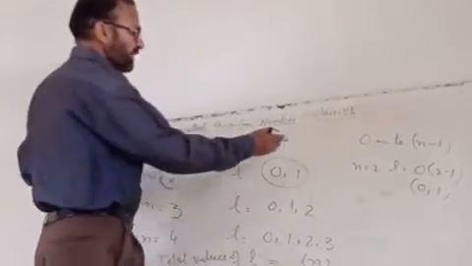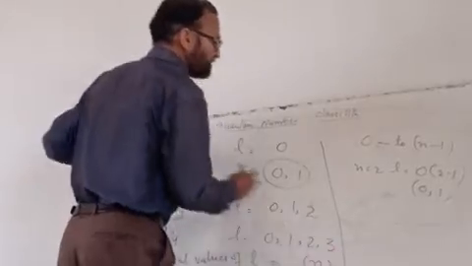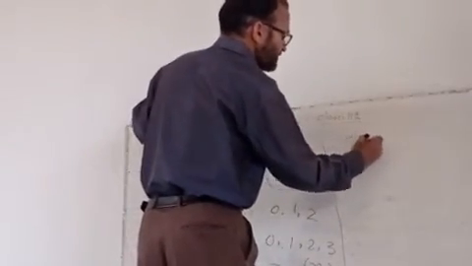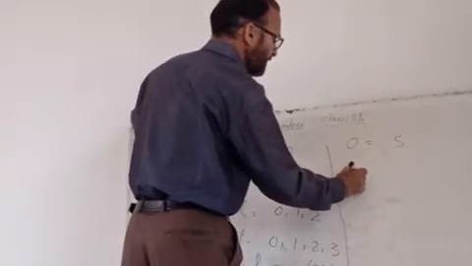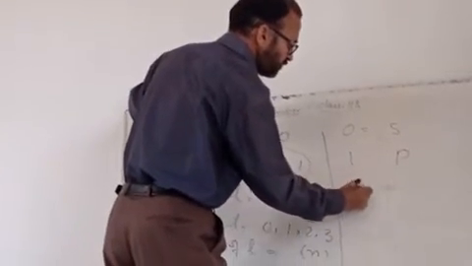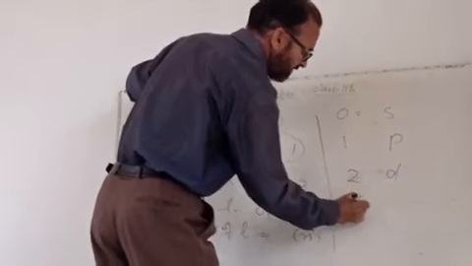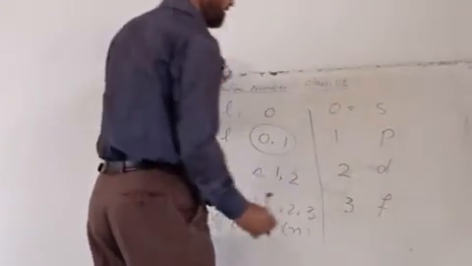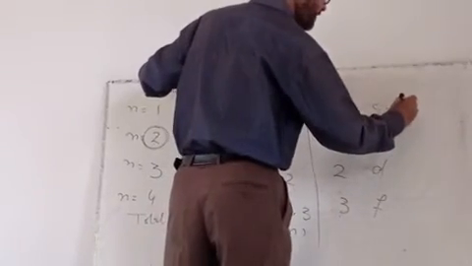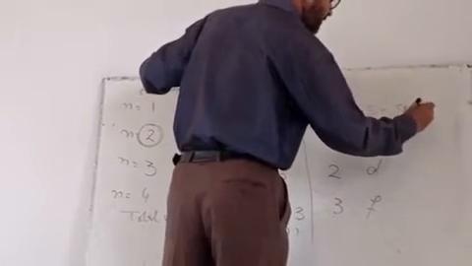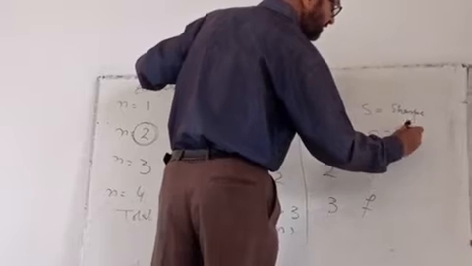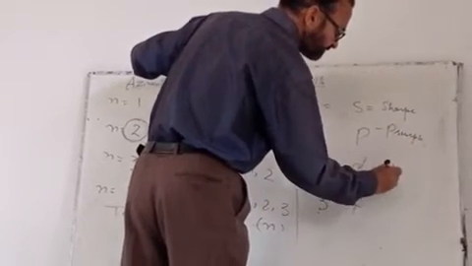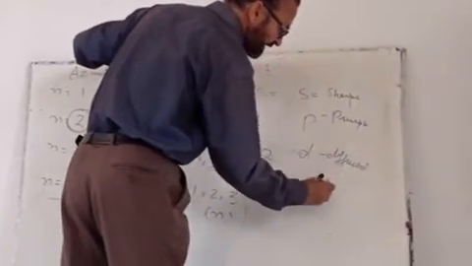And 0, 1, 2, 3 are given names. 0 stands for s, 1 for p, 2 for d, and 3 for f. These are derived from the words: s means sharp, p means principal, d means diffuse, f means fundamental.